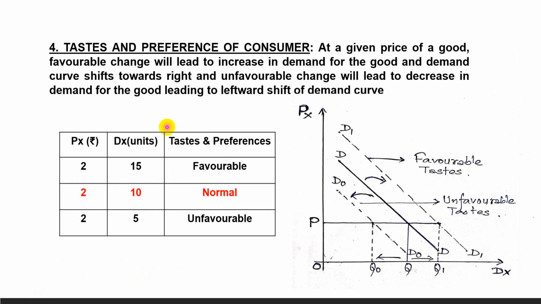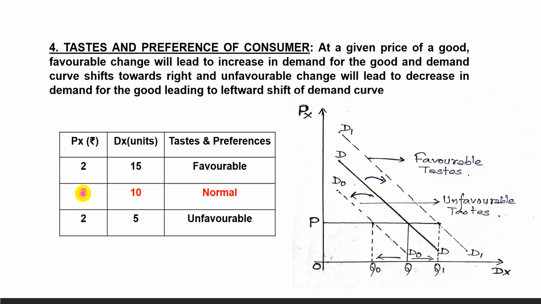Taste and preference. At a given price of a good, a favorable change will lead to increase in demand for the good, and the demand curve shifts towards right. And an unfavorable change will lead to decrease in demand and the demand curve will shift towards left.